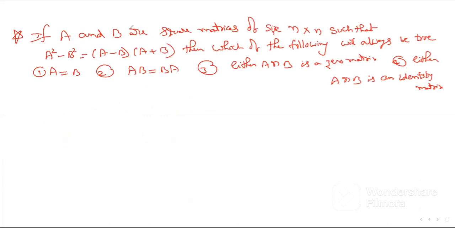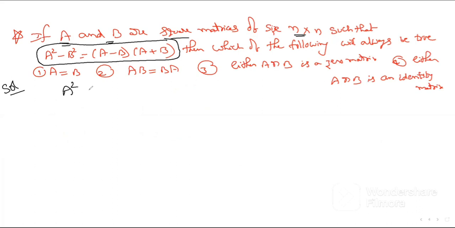Okay, now I'm going to explain the next question. Here in the statement, A and B are two square matrices of size n by n. One condition given is A square minus B square is equal to A minus B into A plus B. Then which of the following will always be true? So in the statement, A square minus B square is equal to A minus B into A plus B.